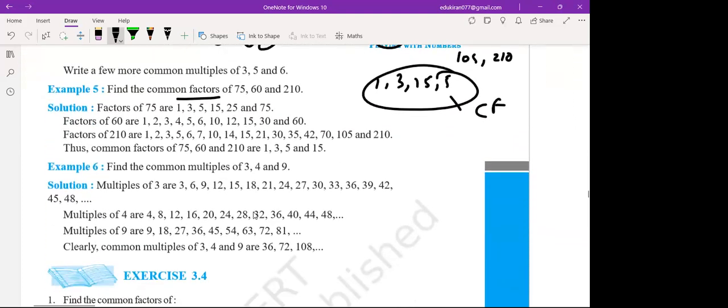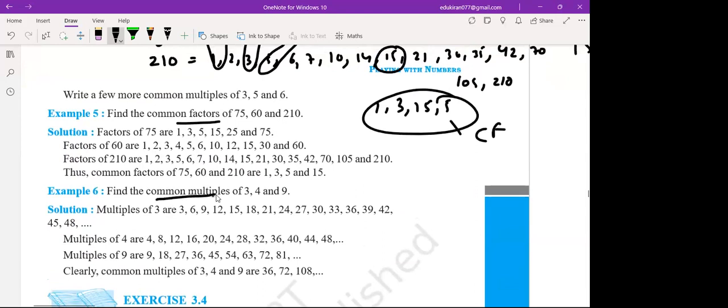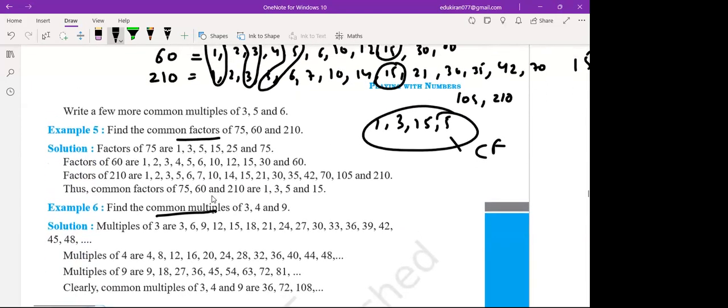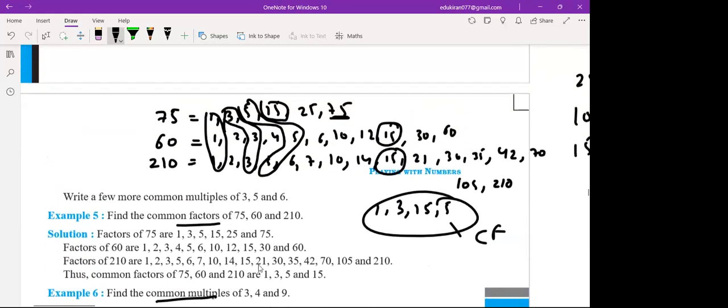Now, when we have to find common multiples, you will find the multiples first. For 3, 4, and 9, you will find the common multiples. Over here, I'm asking you to find it up to 10: 10 multiples of 3, 10 multiples of 4, 10 multiples of 9. Okay?